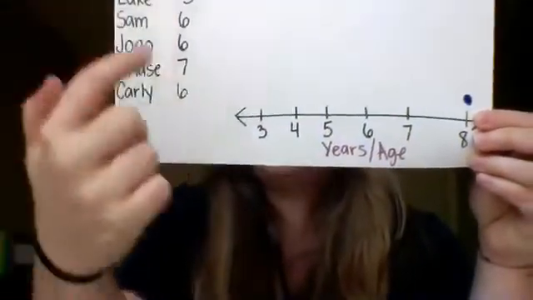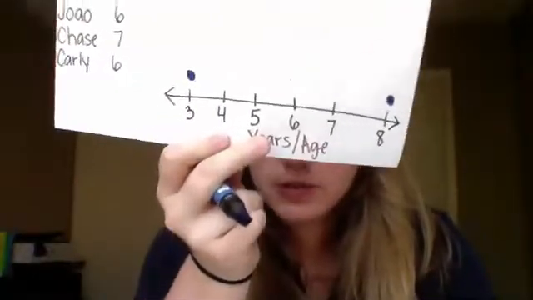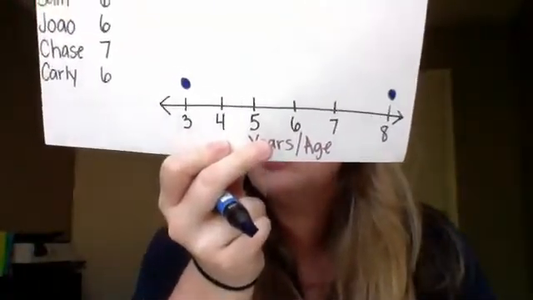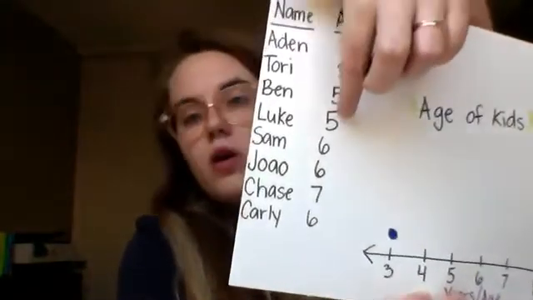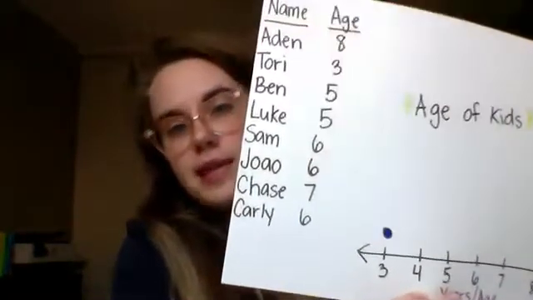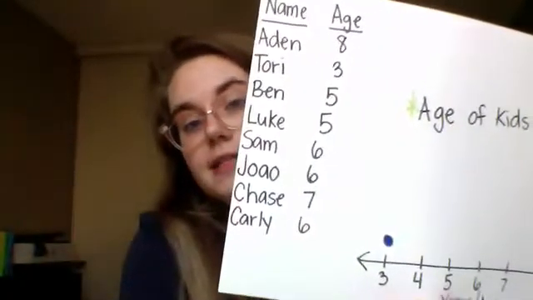Now I have Tori is 3, so I'm gonna put a dot, a circle, the same size circle over 3, right? And then, there we go. And actually that's our range, which is funny because the first 2 data points we had were our range. So now I'm moving on to Ben, and I'm gonna do Ben and Luke and Sam at the same time. So Ben is 5, Luke is 5, and Sam is 6.